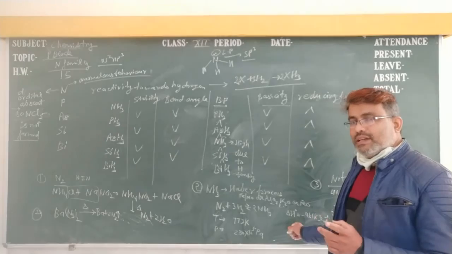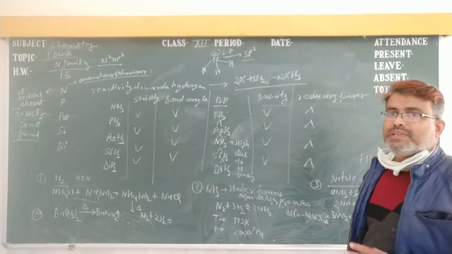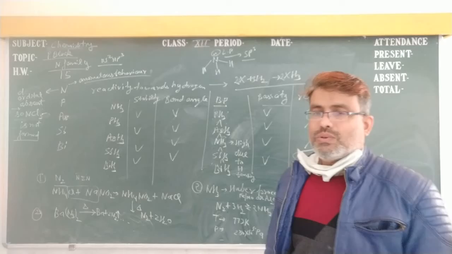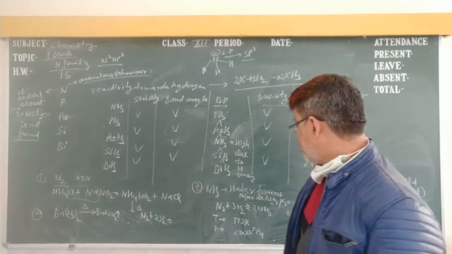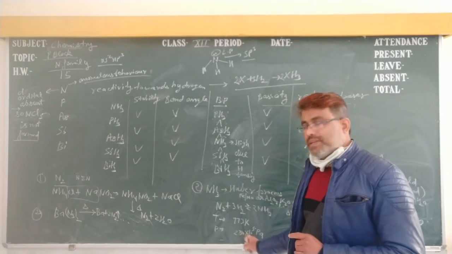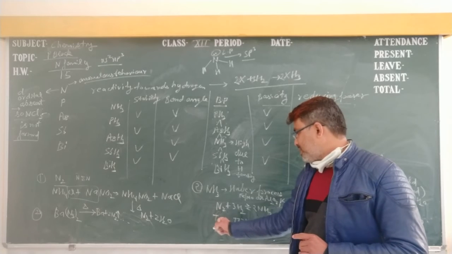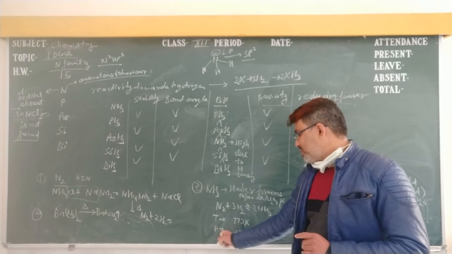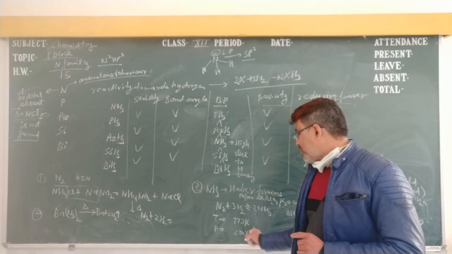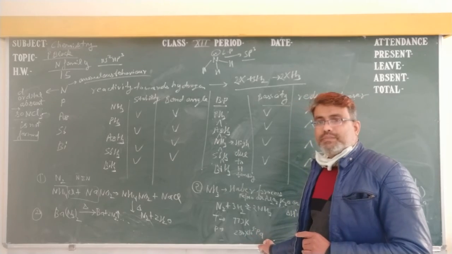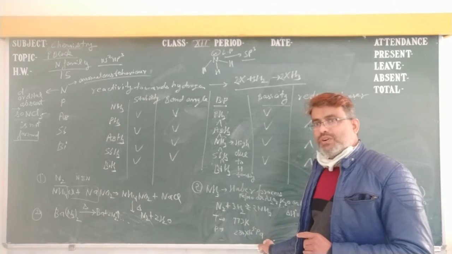In this exothermic reaction, according to Le Chatelier's principle, as it is exothermic, low temperature and high pressure are required. Here the required temperature is 773 Kelvin and the pressure is 200 into 10 to the power 5 Pascal. That much pressure is required for the formation of ammonia.